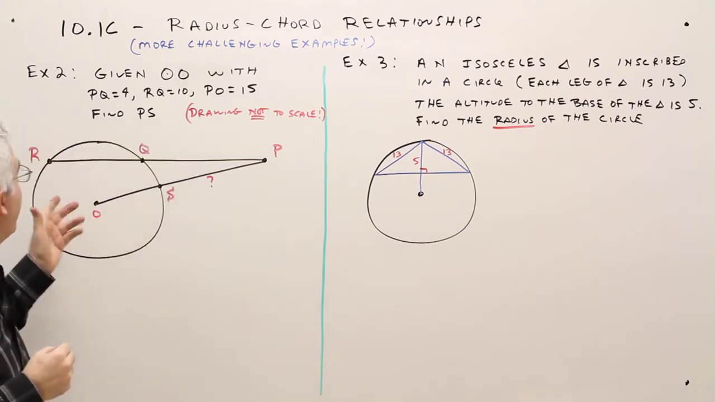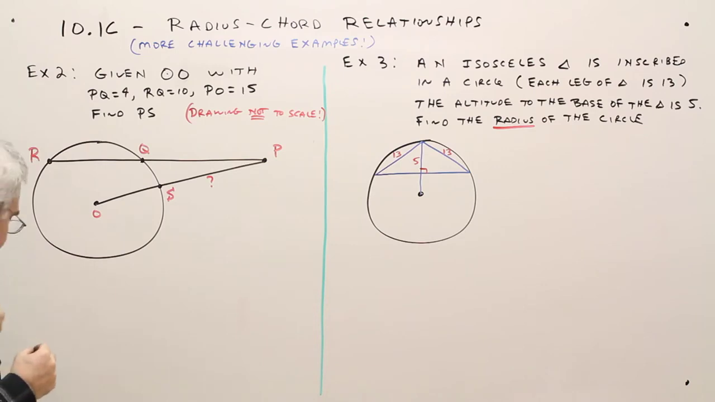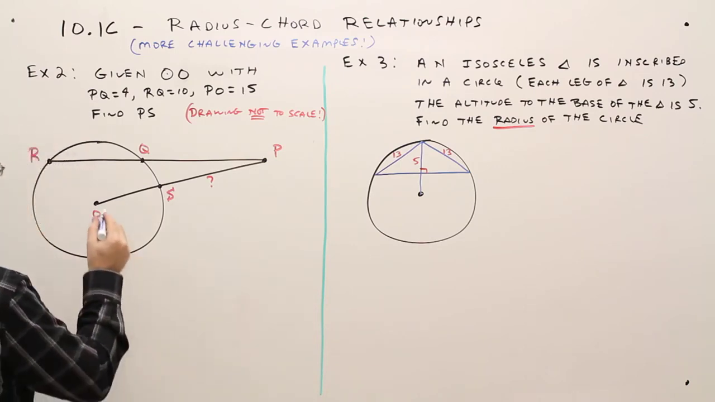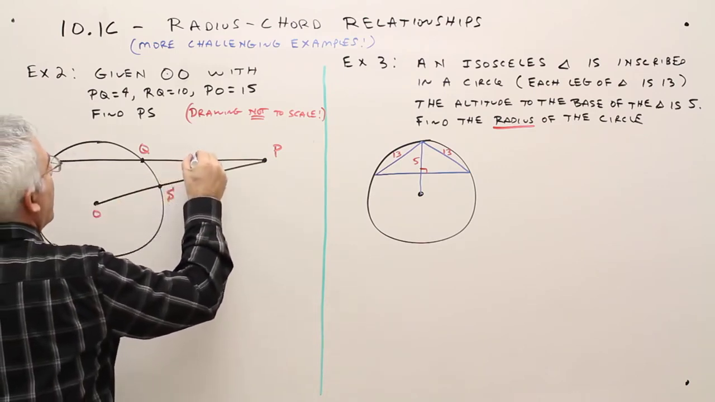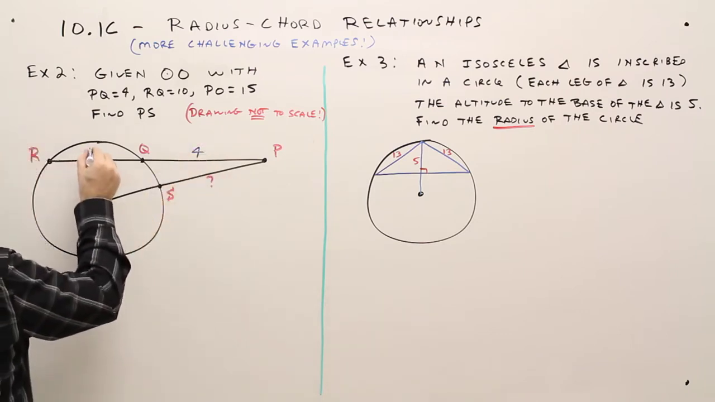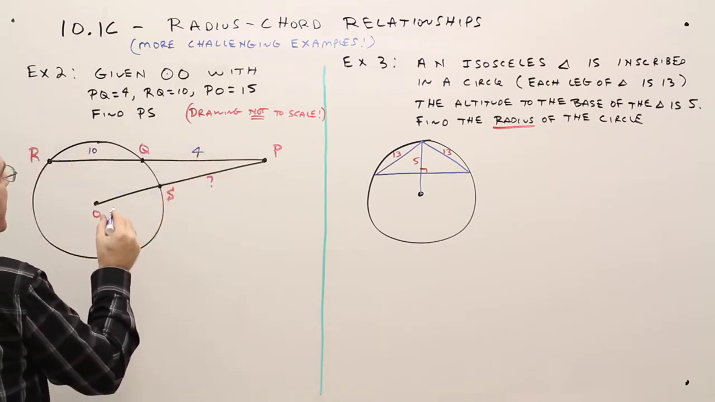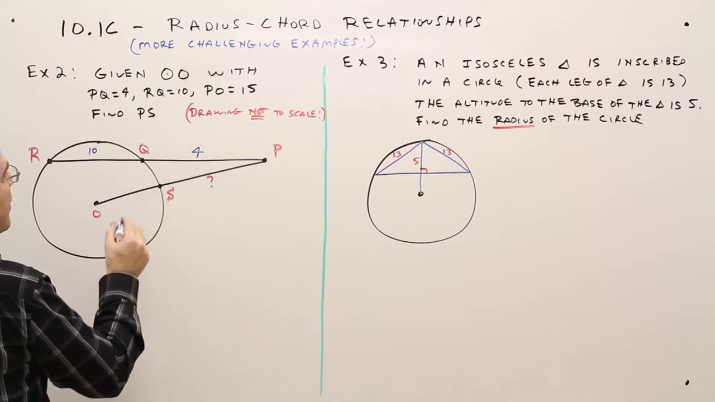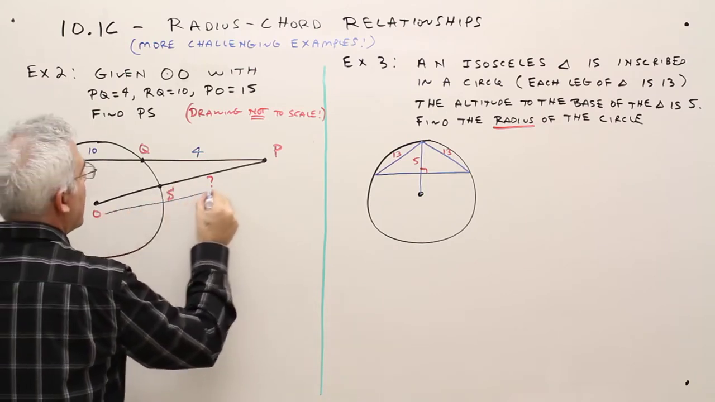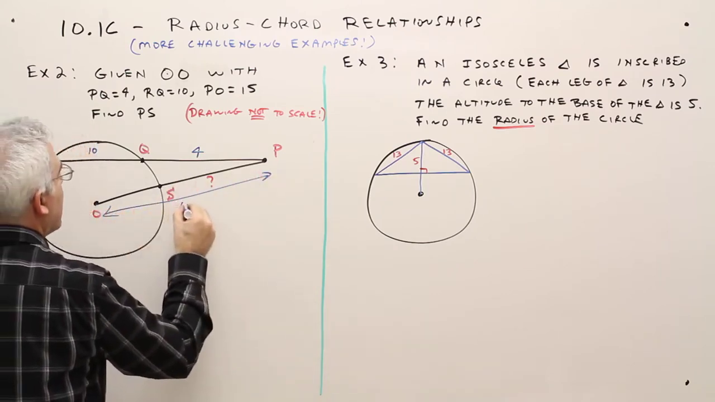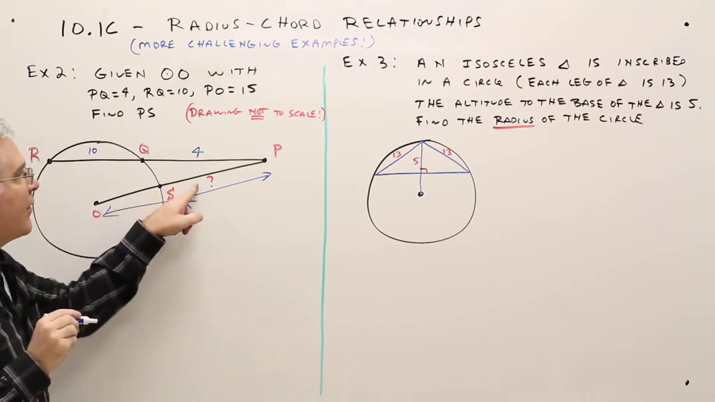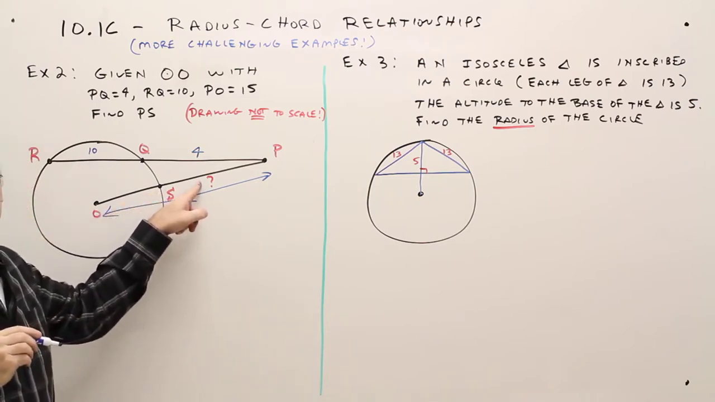All right, so given circle O, with PQ is 4, RQ is 10, and PO is 15. Find PS, that's that little question mark right there.